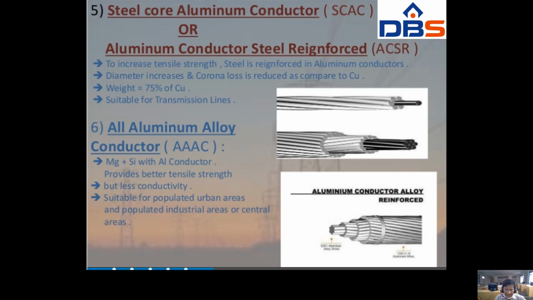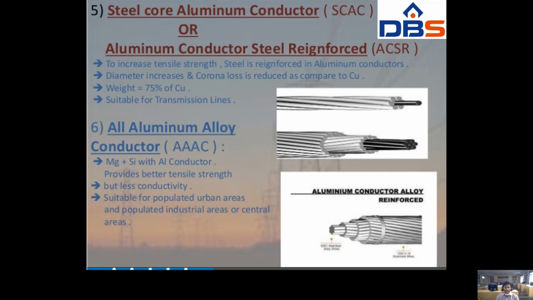Here the steel is at the center and surrounded by the aluminum conductors. Steel conductor is low in quantity and aluminum conductor is high in quantity. For example, a 24/7 ACSR conductor. That means 24 are the aluminum conductors and 7 are the steel conductors.